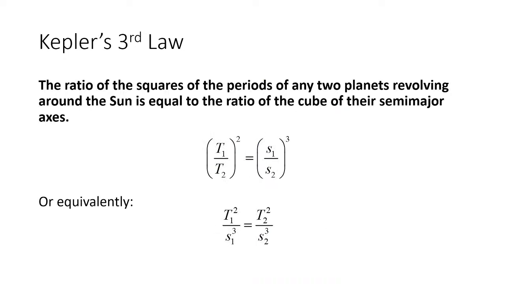And, in words, the words for this one are almost more confusing than just seeing the math. But the ratio of the squares of the periods of any two planets is equal to the ratio of the cube of their semi-major axes. So when they say semi-major axes, you can think of that usually as just the radius, because usually we're talking about circular orbits. But the semi-major axis technically is the long axis of your ellipse.